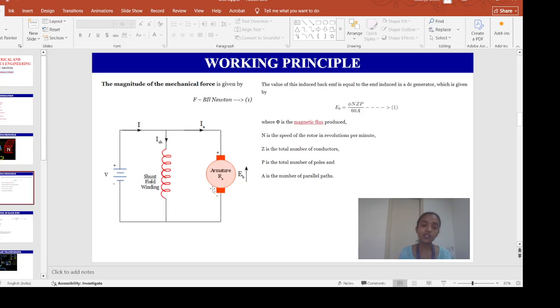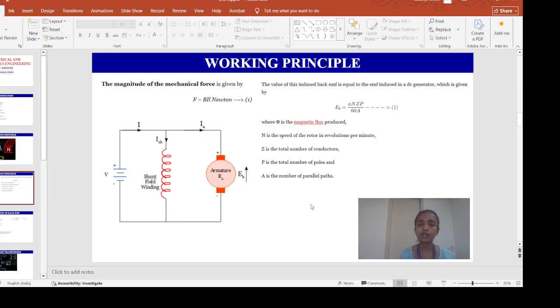If we write down the expression of the back EMF EB, it is represented as EB equals phi N Z P by 60A. What is phi? Phi is the magnetic flux produced. N is the speed of the rotor in RPM, or revolutions per minute. Z is the total number of conductors. P is the total number of poles, and A is the number of parallel paths.